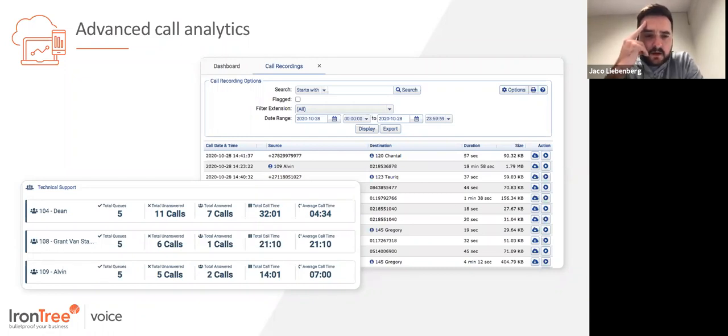So one thing that I found quite valuable in analyzing these kind of stats with IronTree is, as Zach mentioned, for training purposes, this is immense. There's a very, very cool function inside this program that they call the whisper function, which means that if you've got an agent in training, you are, as a manager or supervisor, able to listen to that call in conjunction with the live agent call, and you're able to guide that person through a difficult situation or advice or whatever. You're actually able to whisper in that person's ear.